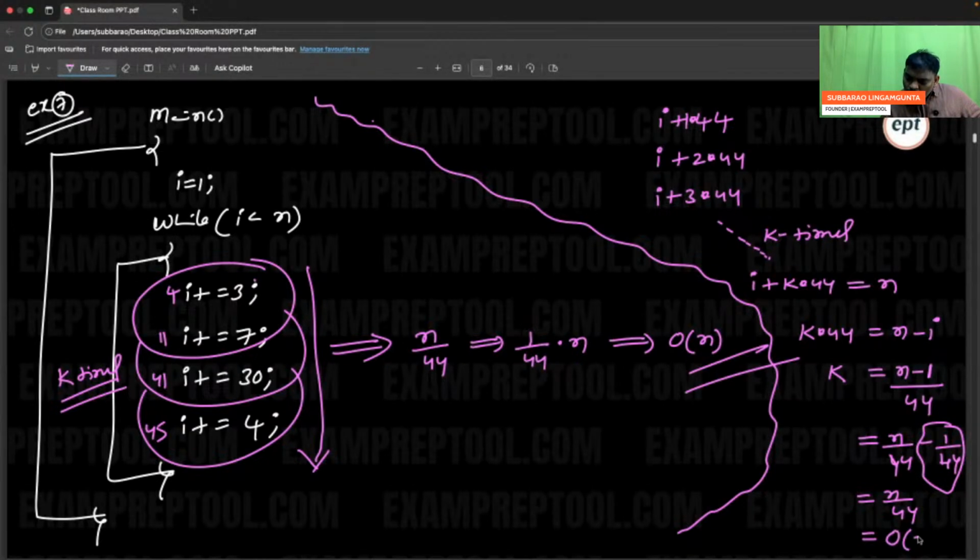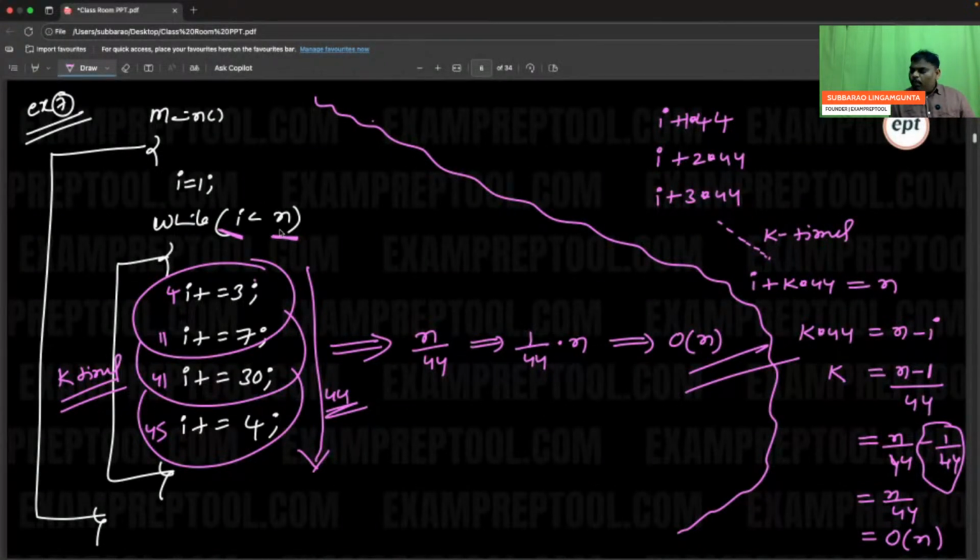This is the proof for this. If you want to prove, this is the proof. When I run this loop the first time, I plus 1 into 44. Second time, I plus 2 into 44. Third time, I plus 3 into 44. Every time 44 keeps on adding. So if I do k times, then left side and right side both become equal, and I stop. I plus k into 44 is equal to n. So k into 44 is equal to n minus I, where I is 1, so k is equal to n minus 1 by 44.